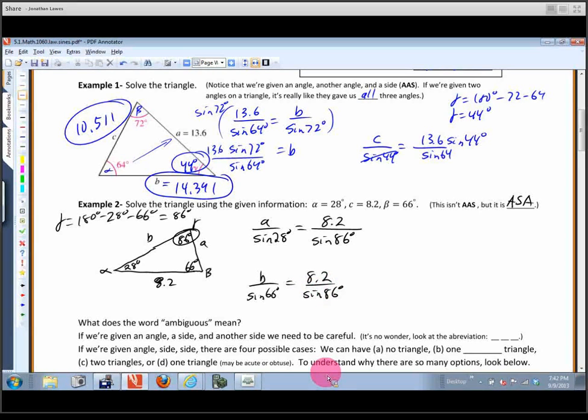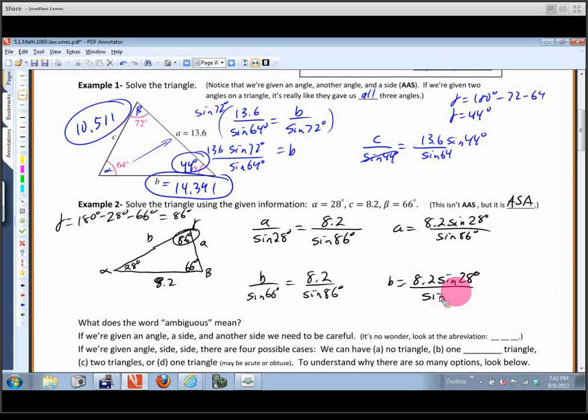So you'll notice that in both cases, here's how I'd solve this. This is going to be A equals 8.2 sine of 28 degrees over sine of 86 degrees. And side B would be 8.2 sine of 66 degrees over the sine of 86 degrees.